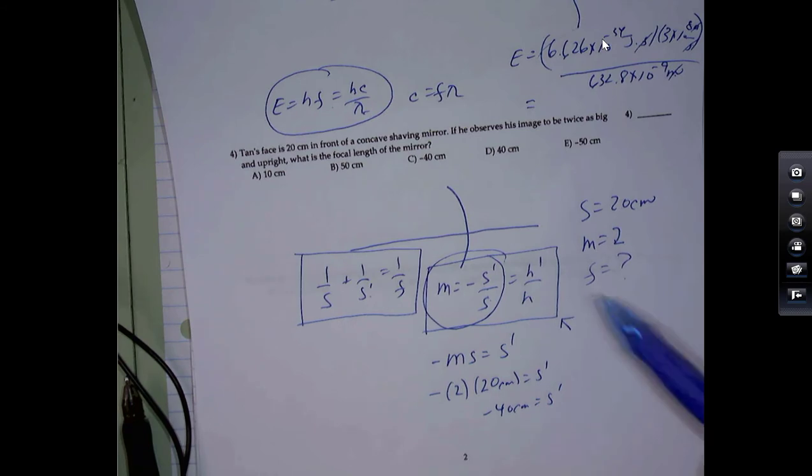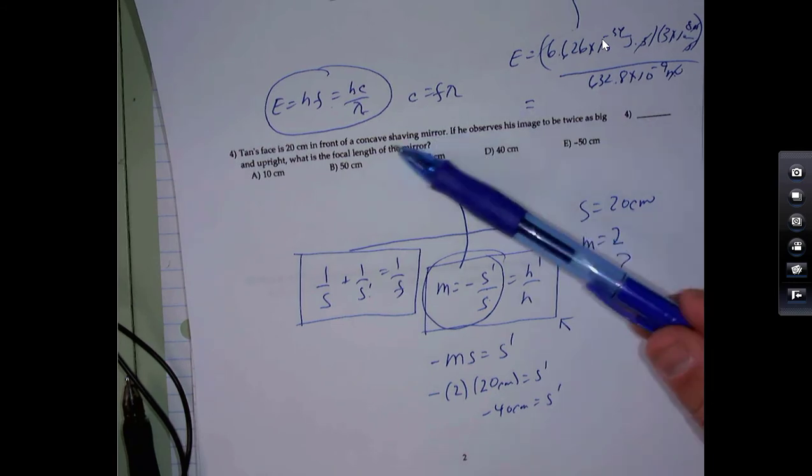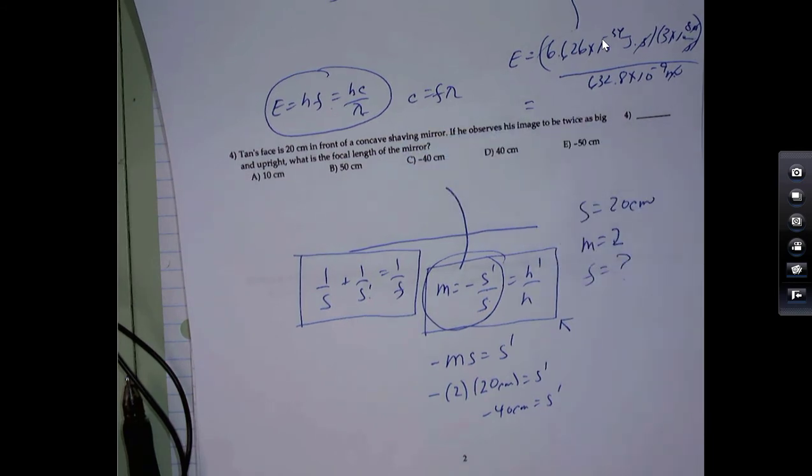Okay, and then we can come back here and try to figure out what f is. Okay, now it's a concave mirror, so we know that the focal length has to come out positive. The focal length of a concave mirror is positive. The focal length of a convex mirror is negative. So that's a little test here. Make sure we did this right.